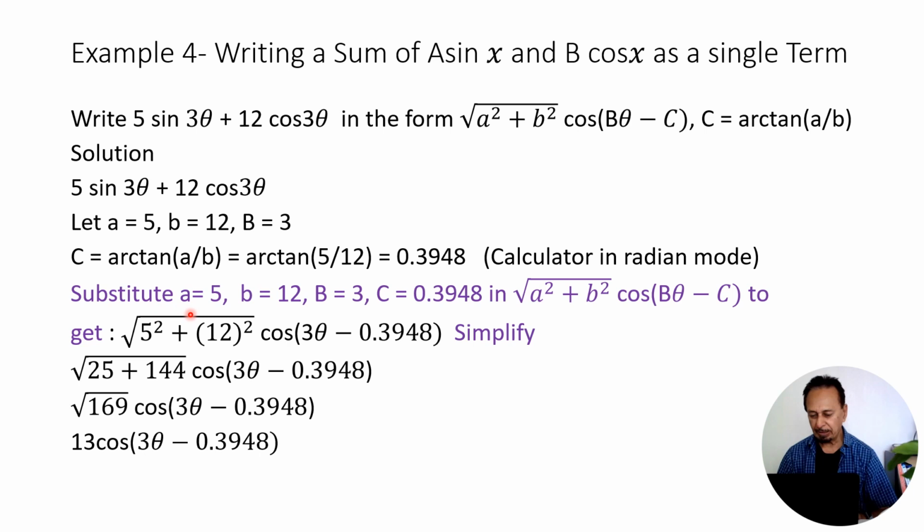Now we substitute a equal to 5, b equal to 12, uppercase B is 3, and c equal to 0.3948 in this form: square root of a squared plus b squared cosine of B theta minus c, to get square root of 5 squared plus 12 squared times cosine of 3 theta minus angle 0.3948. And when you simplify, 5 squared is 25, 12 squared is 144, total 169, which is 13. So we get 13 times cosine 3 theta minus 0.3948.